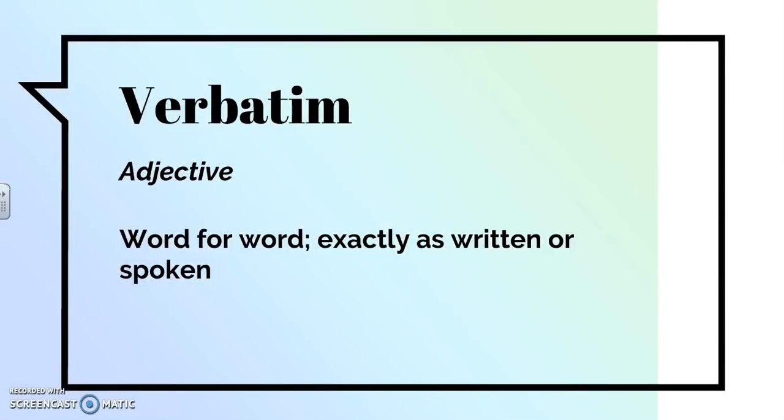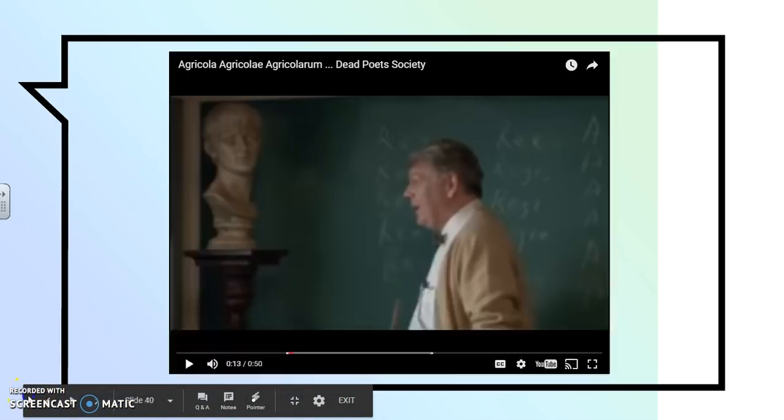Next word is verbatim. It's an adjective, and it means word for word, exactly as written or spoken. Let's watch a video clip from Dead Poets Society, in which the students are repeating verbatim what their Latin professor is saying.